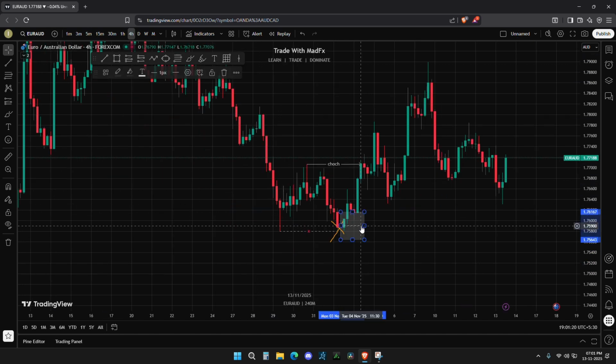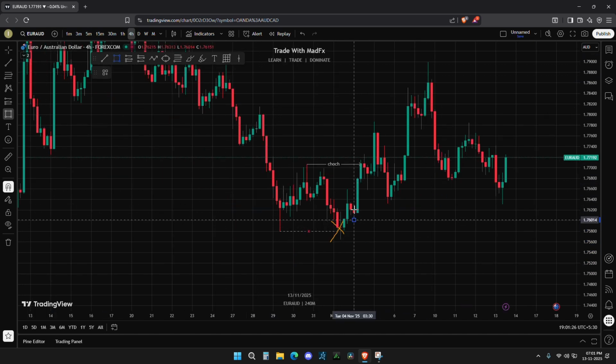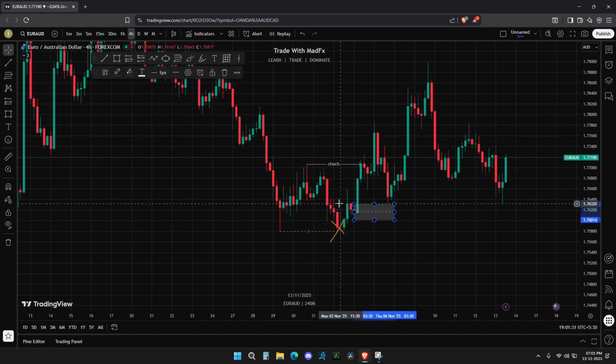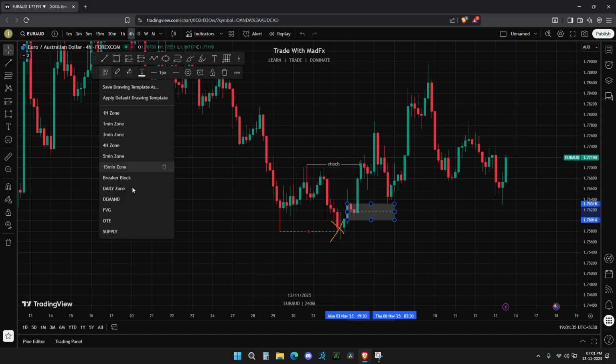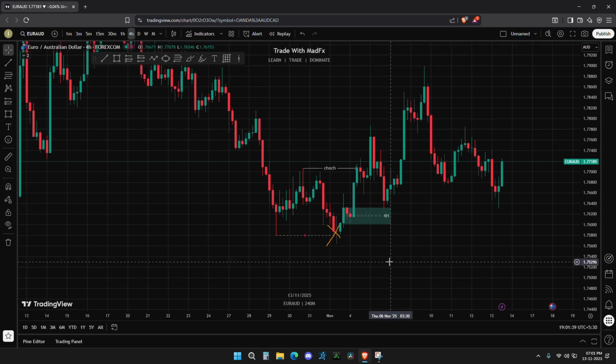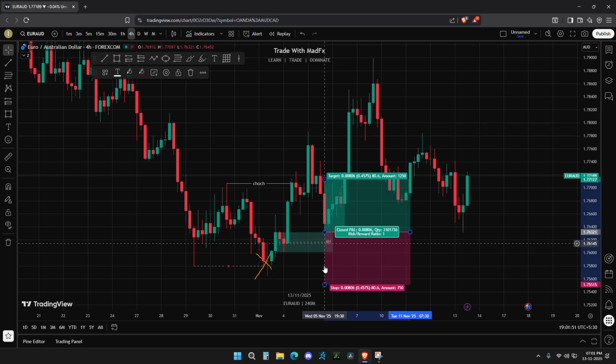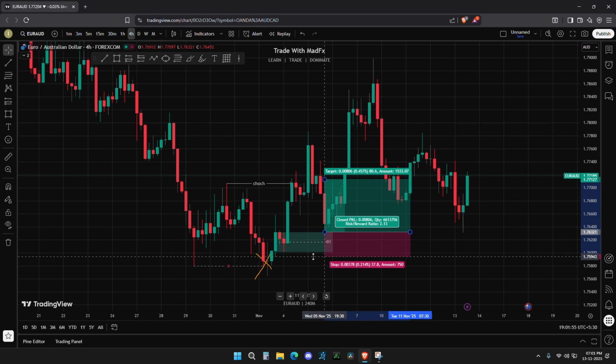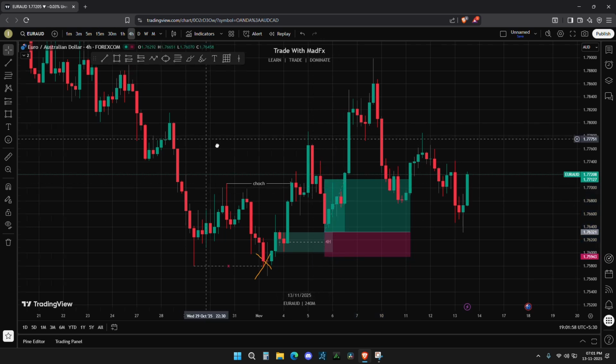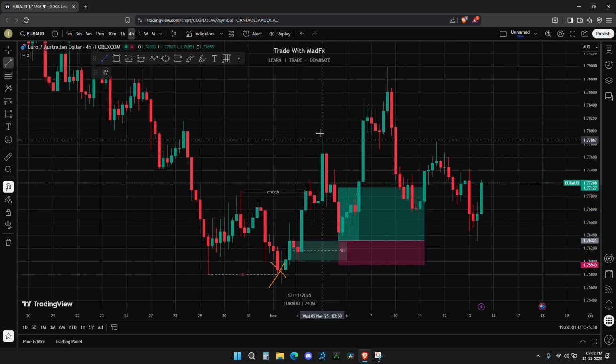Right above it, we have another demand zone on our 4-hour chart, and as you can see, this demand zone has not been mitigated yet. Hence, the market will come back to this zone, and we can use this demand zone for an entry. Our stop loss will be under that zone, giving it a little bit of room to play with. And your target would be either this high or the next high that is above it.